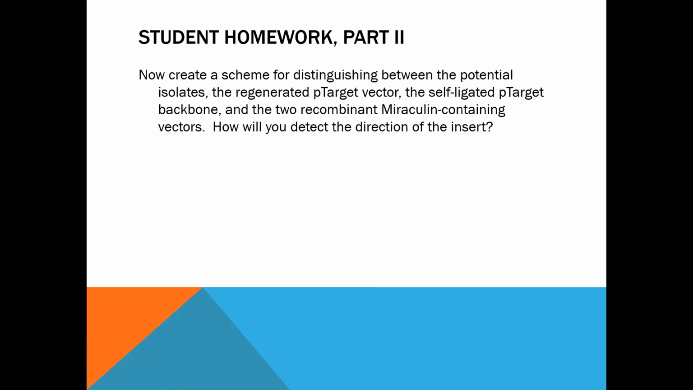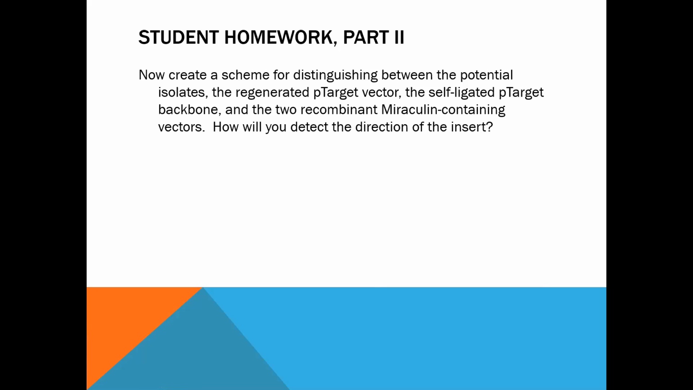And how would you be able to detect them? You don't want to use the exact same enzymes because if you cut out the miraculin gene just as it is, you wouldn't have been able to tell which way it went in. You'd have a band on the gel and it was like a band that says 800 base pairs.